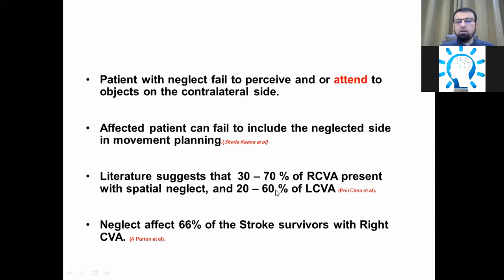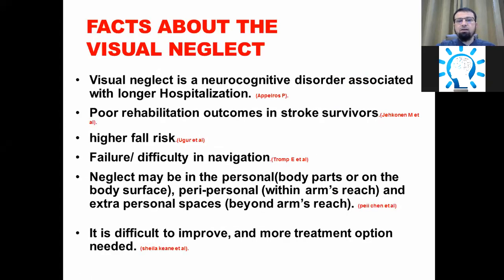For patients with a stroke, 66% of patients with a right CVA have visual neglect. So most of the time when you have a stroke, expect the patient might have neglect on the left side of their body. They are neglecting the left side of the body. This is a neurocognitive disorder which is associated with longer hospitalization. Patients will need a longer length of stay because they are not able to walk in a short time. They are not able to do their activities of daily living, so they need more time.